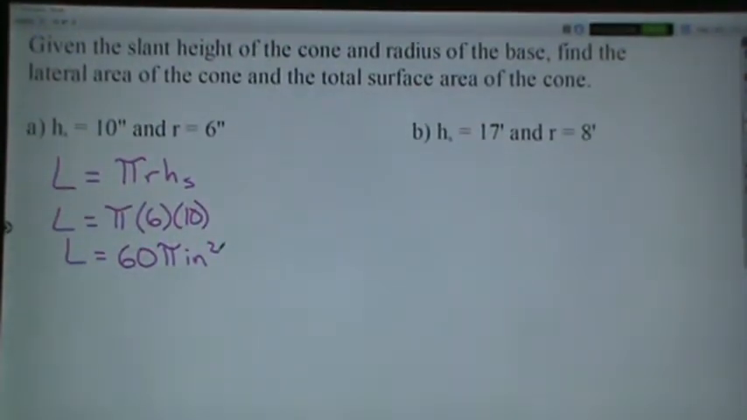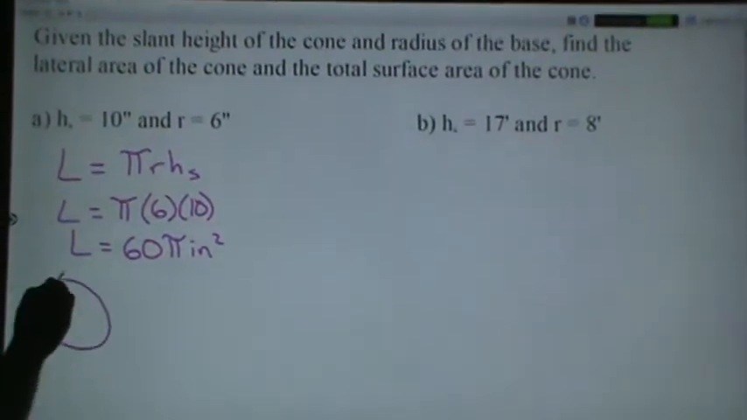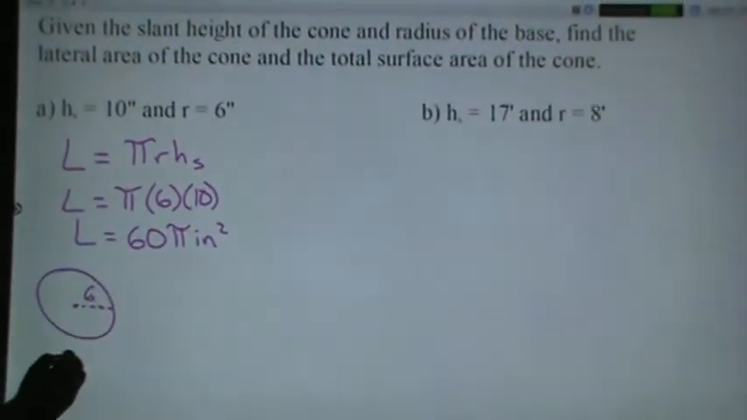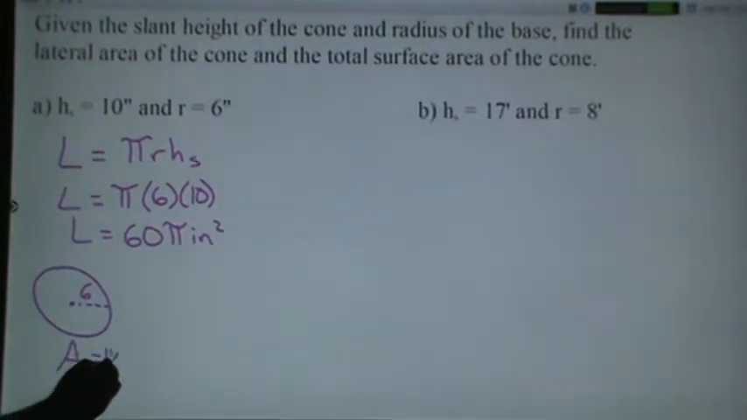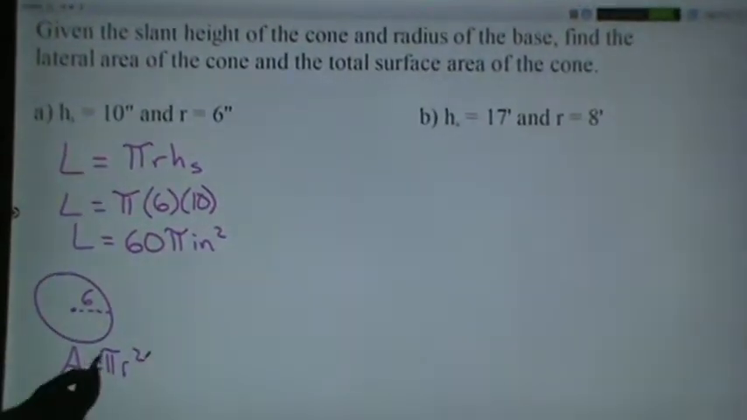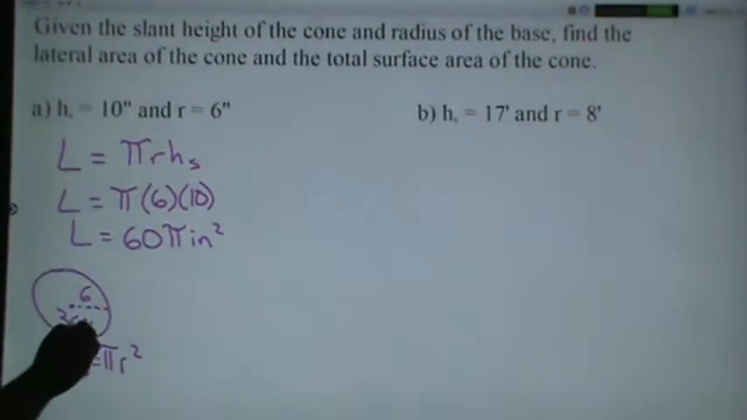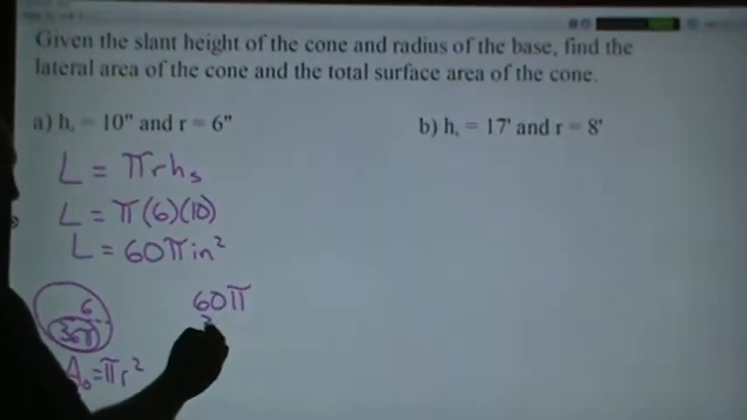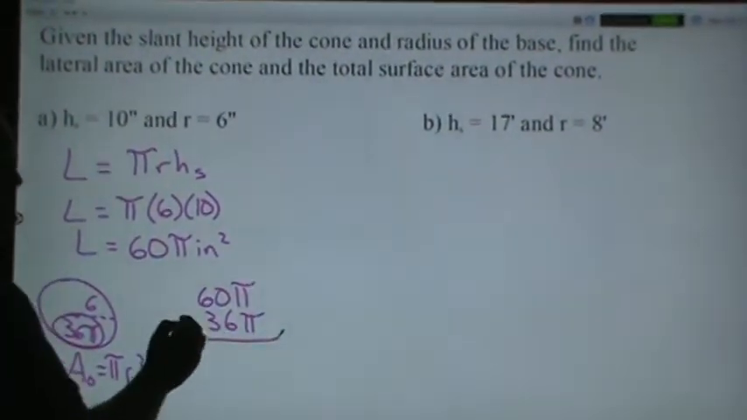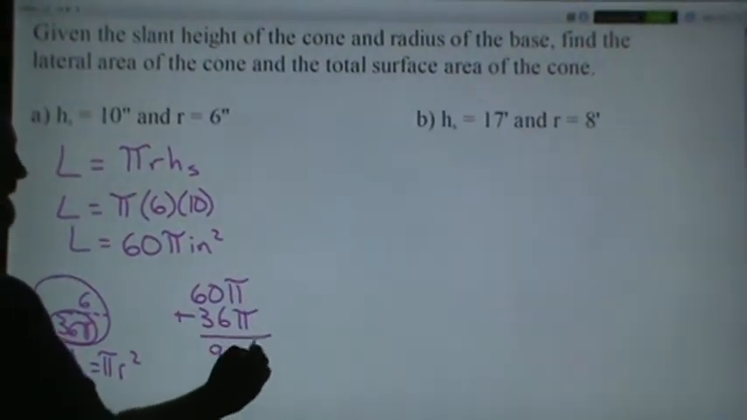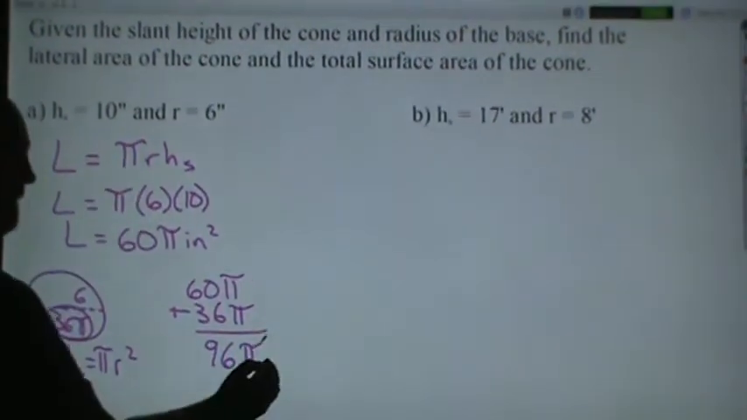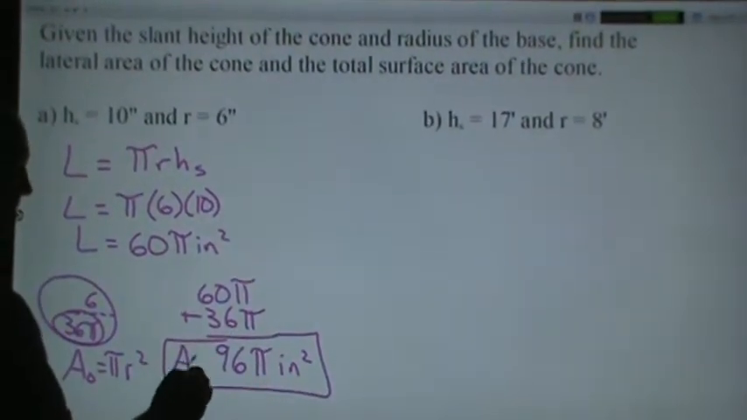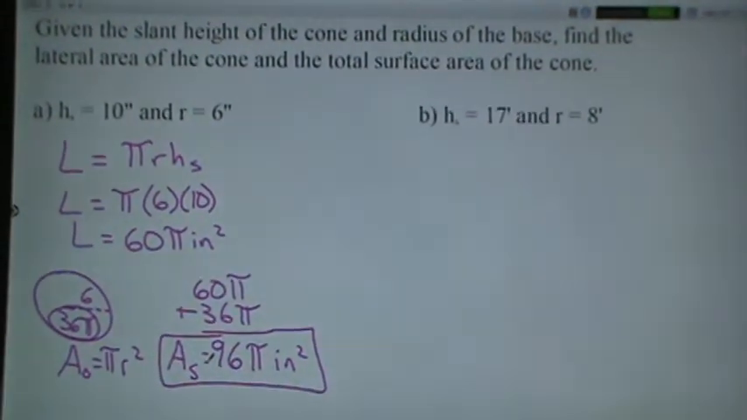To get the total surface area, I also need the circle at the base. So the circle at the base has a radius of 6 inches, and the area of a circle is found by using the formula pi r squared. So we're going to have pi times 6 squared, or 36 pi. To get my total surface area, I'm going to add 60 pi and 36 pi to get a total of 96 pi. My unit is inches squared because it is a surface area, right? Surface area. Any area is always a unit squared.